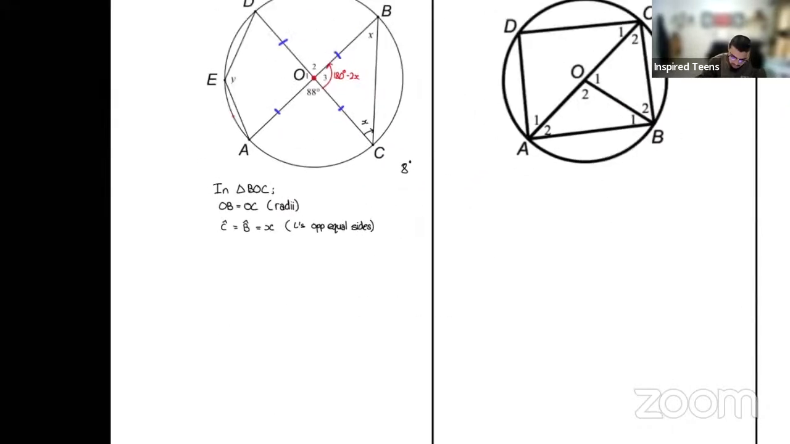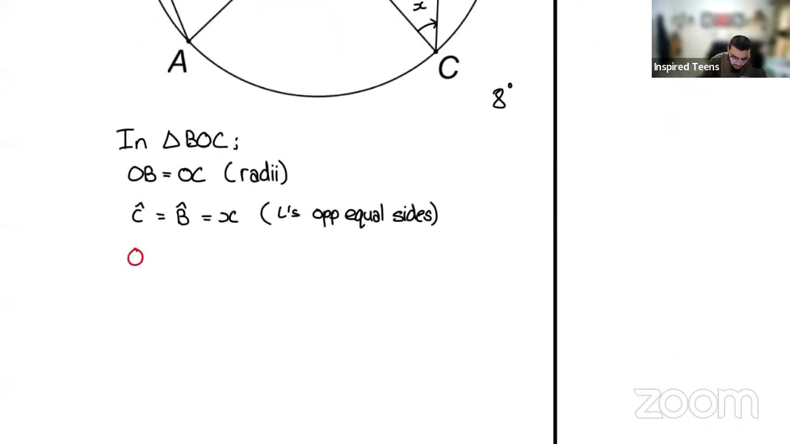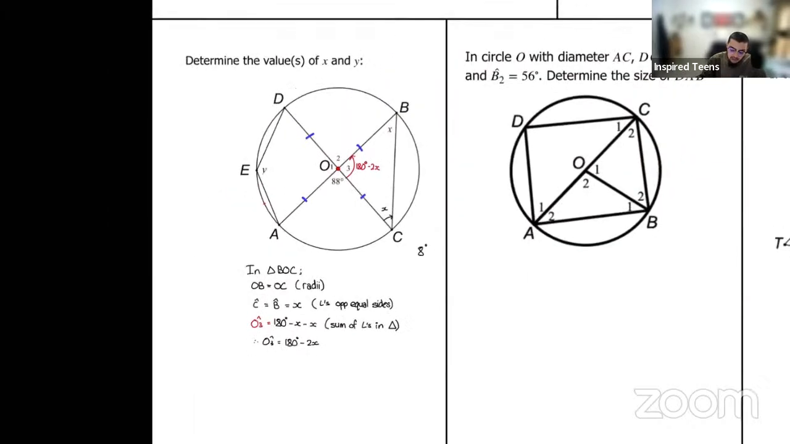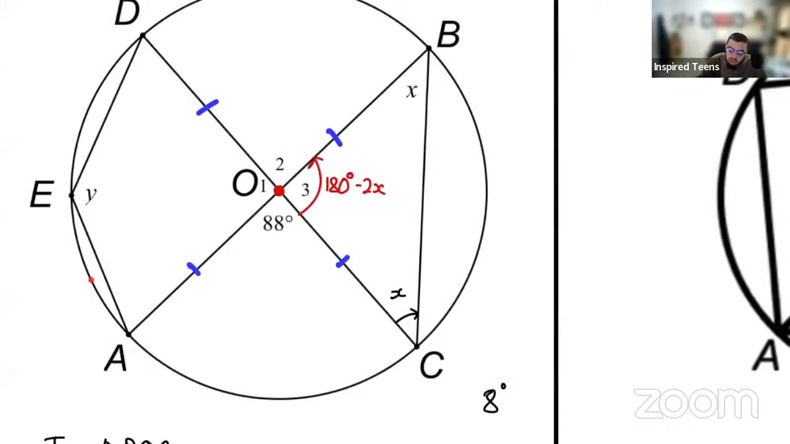So I'm going to say that now. We're still in triangle BOC, so I can say angle O, or angle O3 specifically, is equal to 180 degrees minus x minus x, and my reason for this is sum of angles in a triangle. Therefore, angle O3 is equal to 180 degrees minus 2x. Actually, before I solve that, what I also saw was straight line angles. Okay, this is not going to work with us. Let's just highlight it.